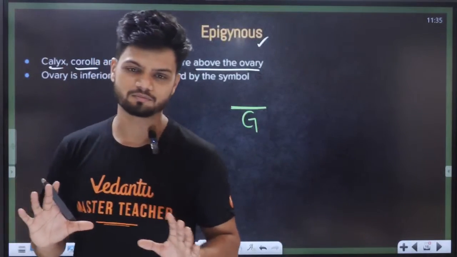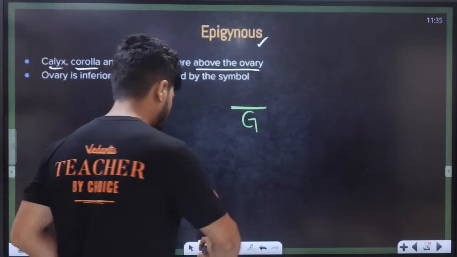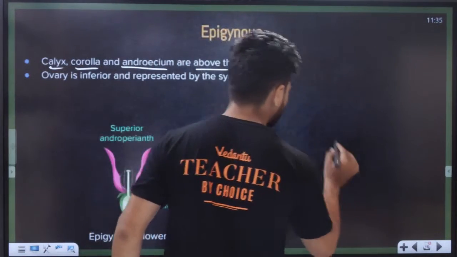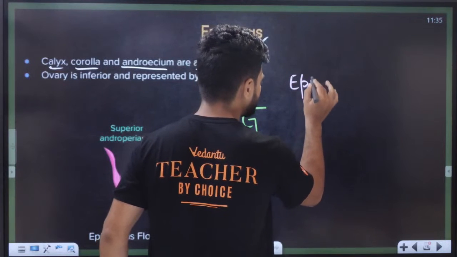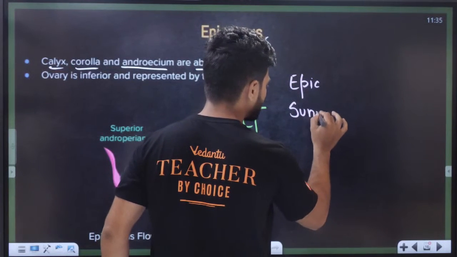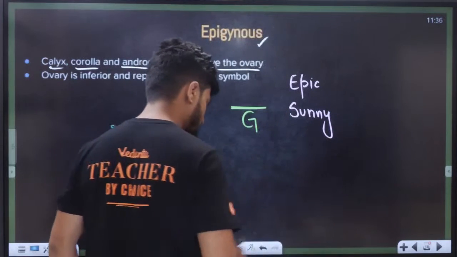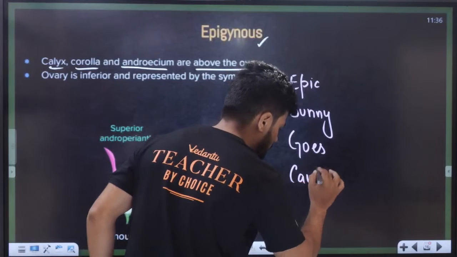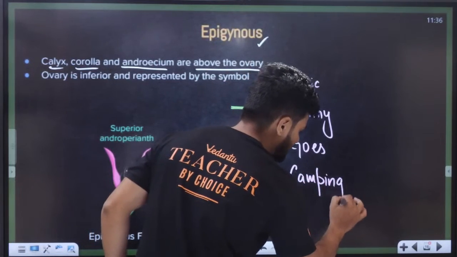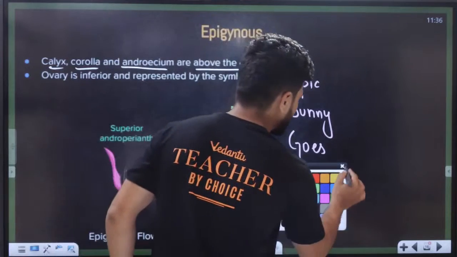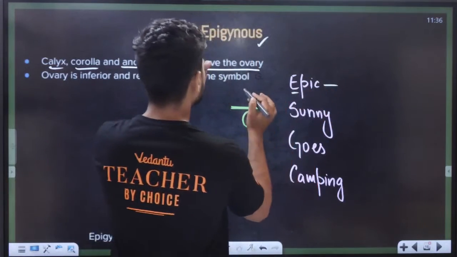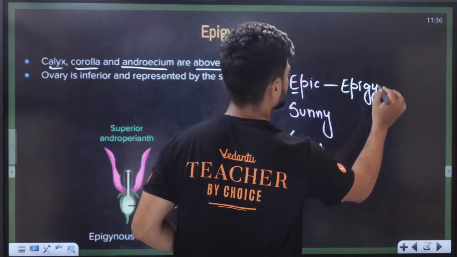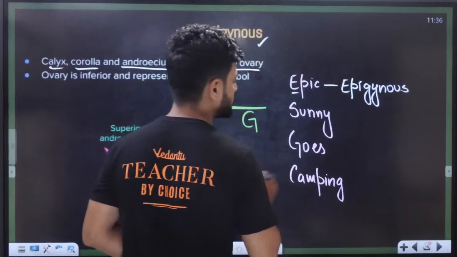It's very effective also. Epic Sunny goes camping. Epic Sunny goes camping. Now what does the E stand for? The E stands for epigynous. Epigynous condition.